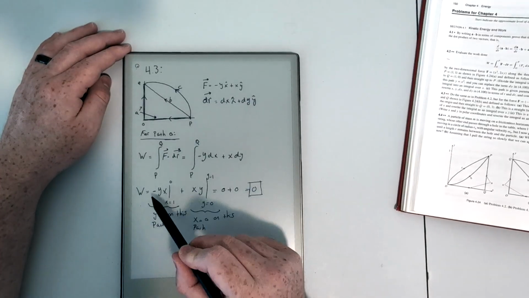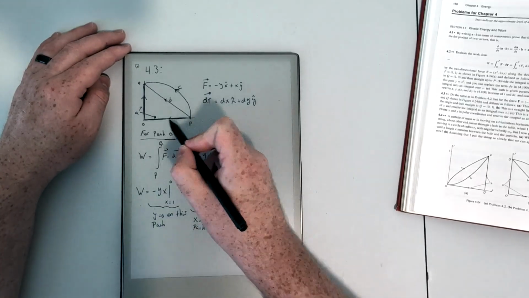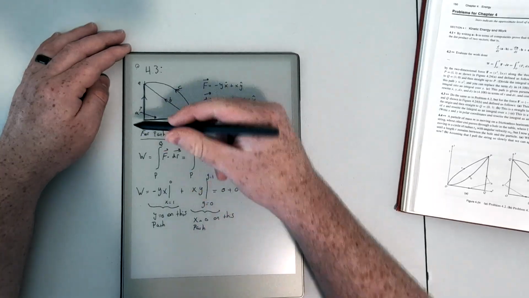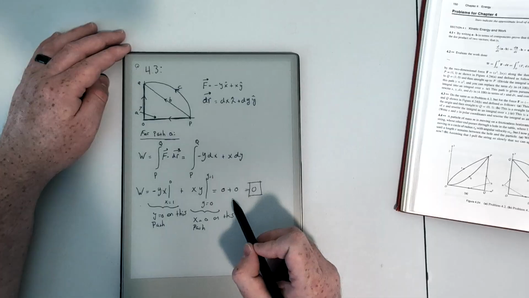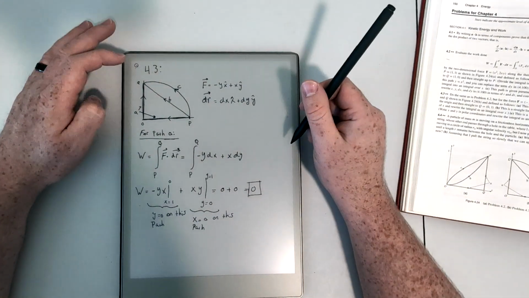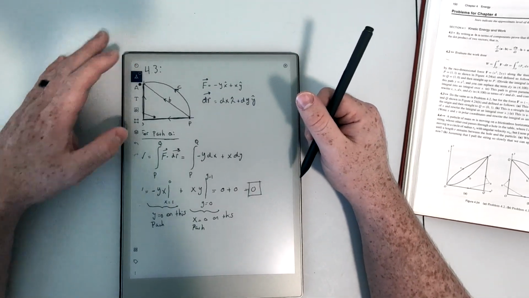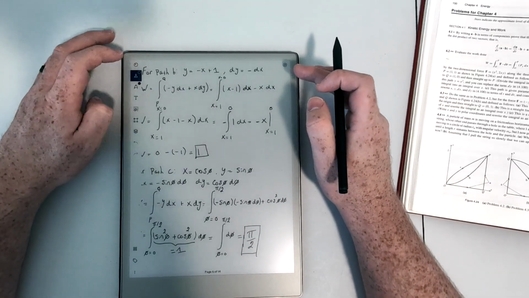But if you plug in what y and x are for each of those paths, y is 0 along the first path, so this whole term is 0. And then for the second term, x is 0 along this path, so this whole term evaluates to 0. So the whole thing is 0, and we end up getting 0 work done across the first path. So nice and easy for that one. All right.